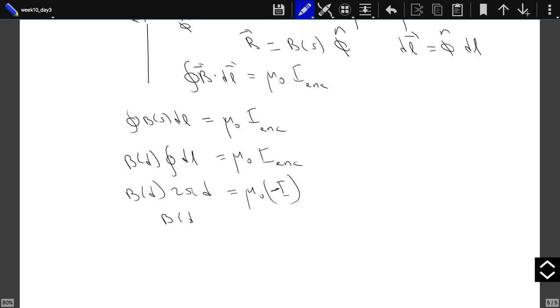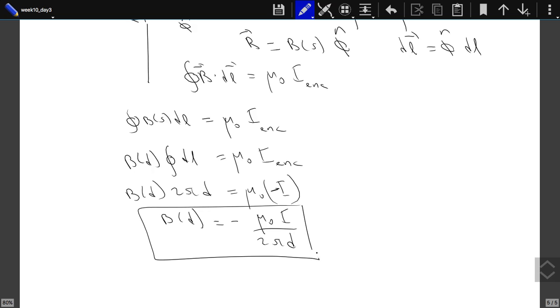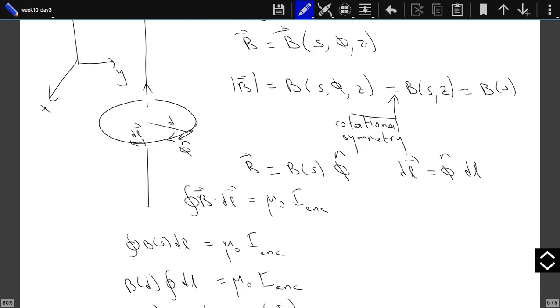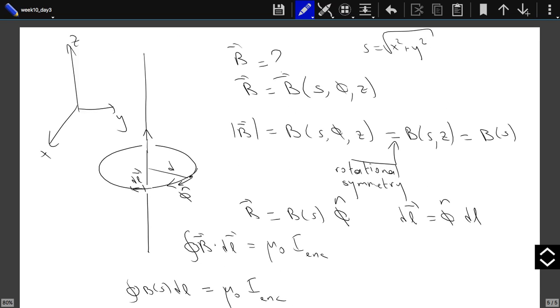So B of D is equal to minus mu 0 I over 2 pi D. Now this minus sign is telling me that the magnetic induction created by this wire is not circling the wire in this sense. It is circling the wire in the opposite sense. Now I know that I can use the right-hand rule to determine the direction of the magnetic induction. Take your right hand, your thumb in the direction of the current, your fingers curl in the direction of the magnetic induction.